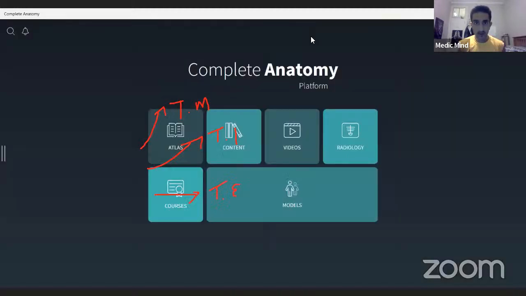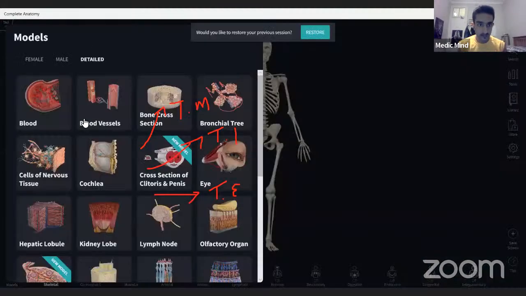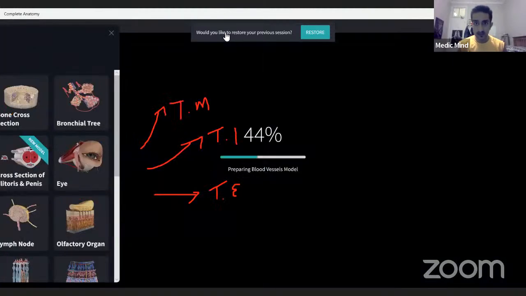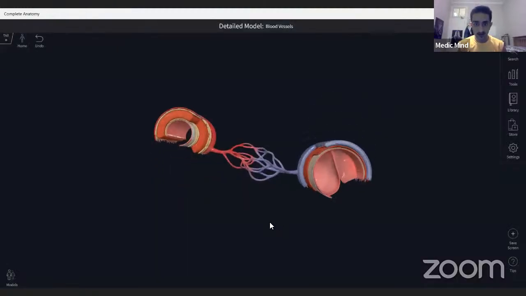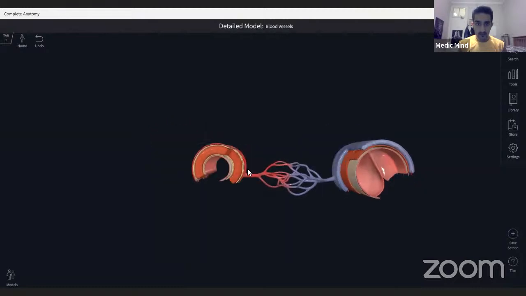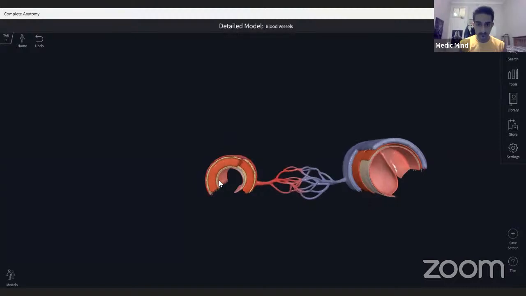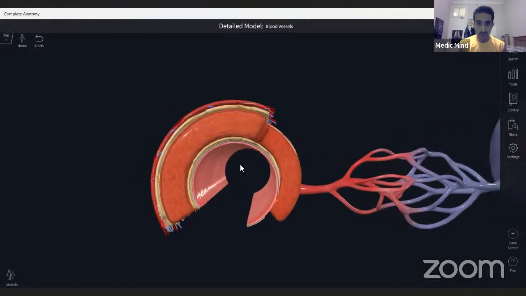Sorry, I'm just wrapping up with this just so I can show you the model. Models, blood vessels, perfect. Here we go. Can you see the models? Let me know if you can't. I'm going to start over here in the arteries. We'll zoom in a little bit.